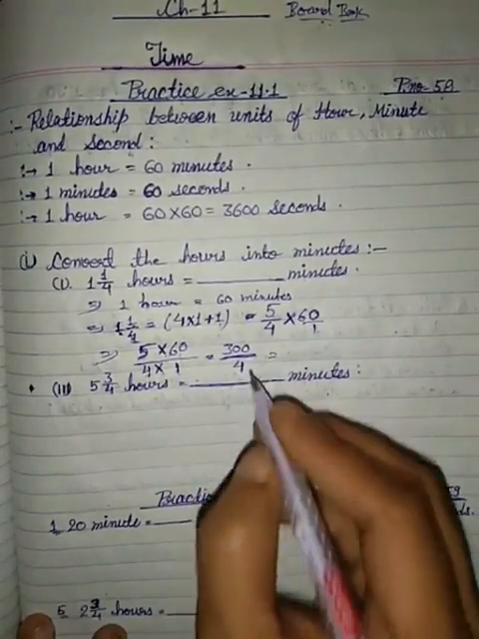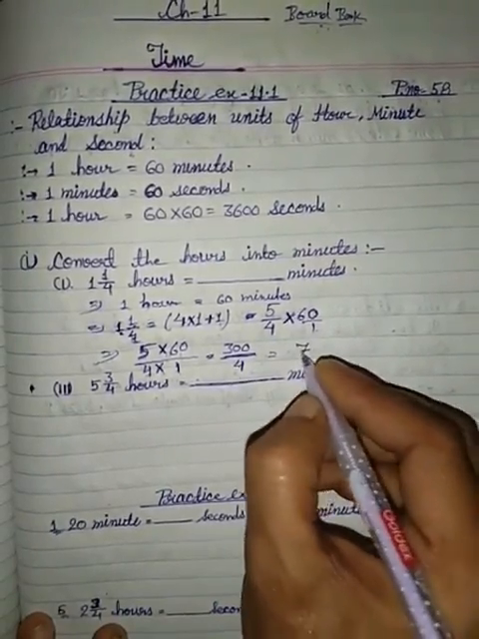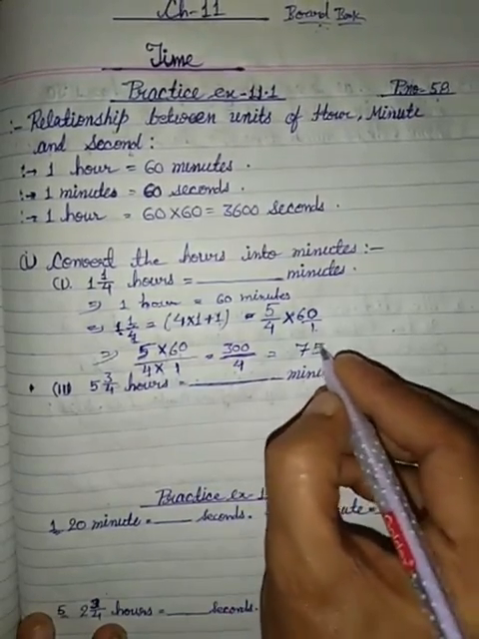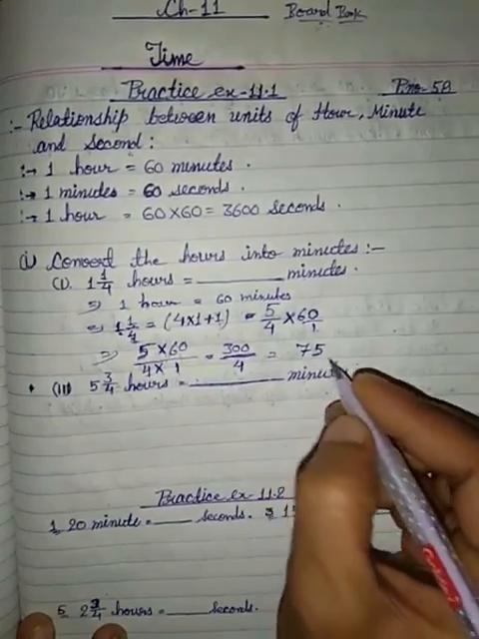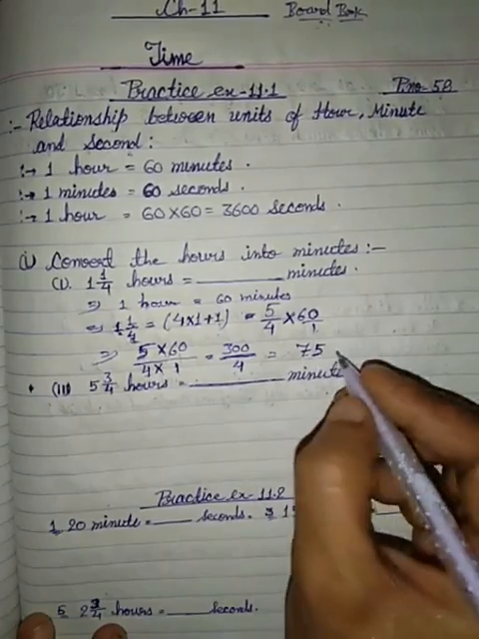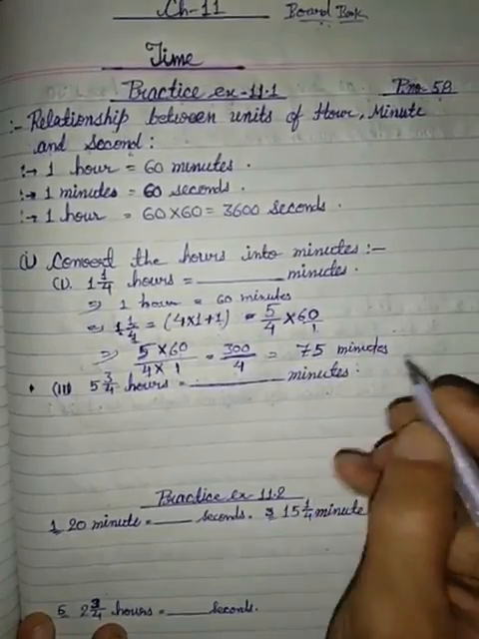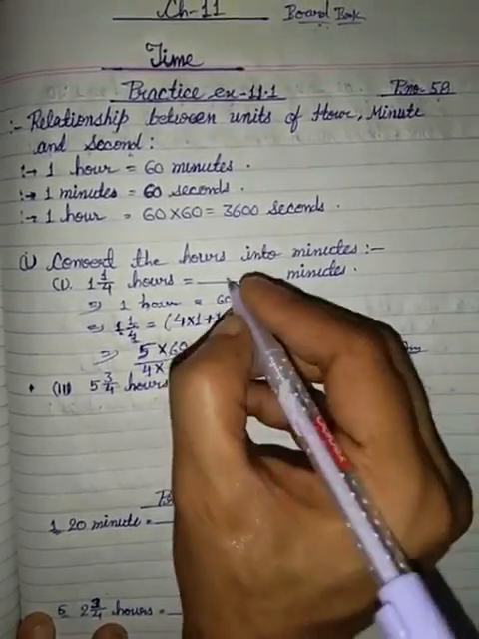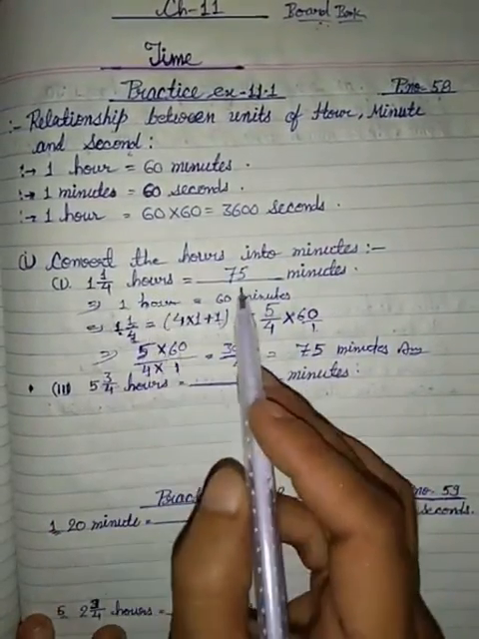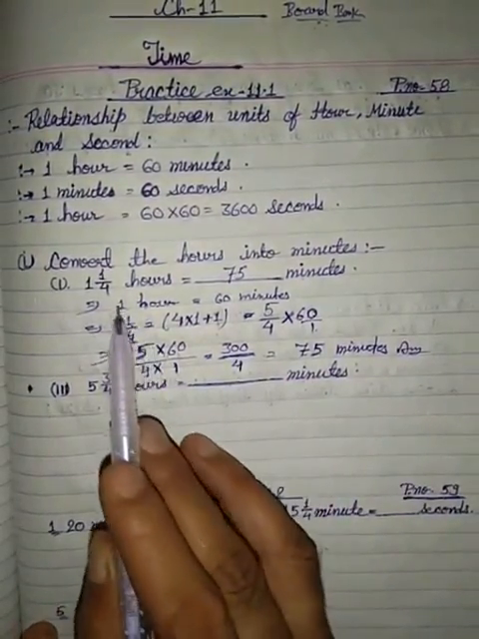Now divide the number. When we divide, 4 sevens are 28, 4 fives are 20. So 75 minutes. Answer: in 1 and 1 by 4 hours there are 75 minutes. This is the process of how to solve this type of question.